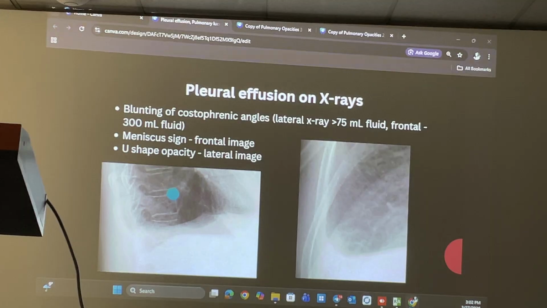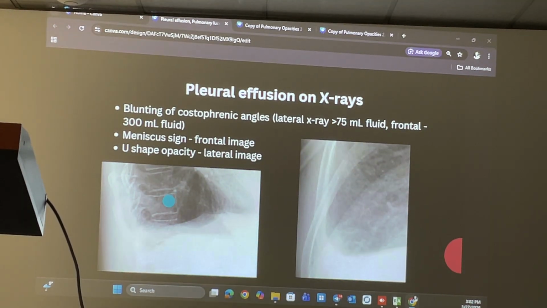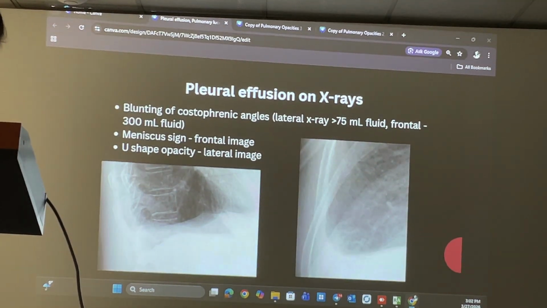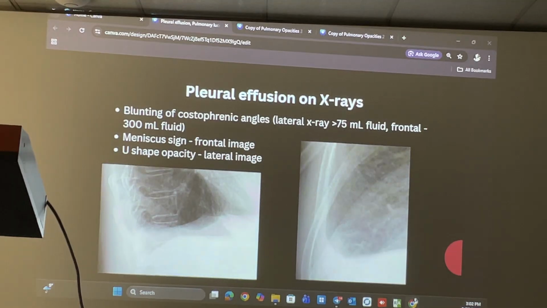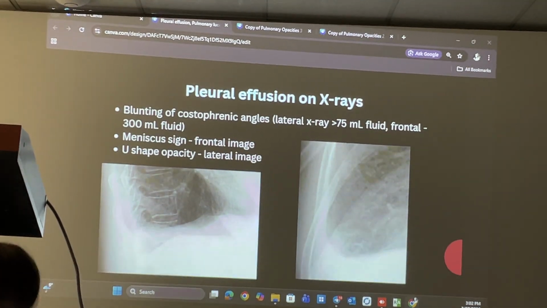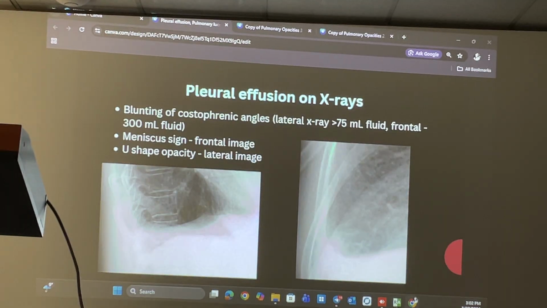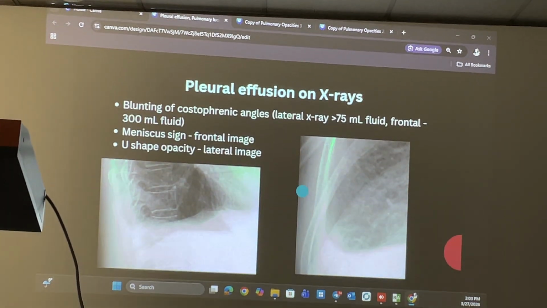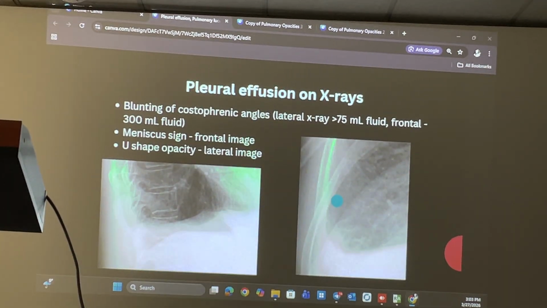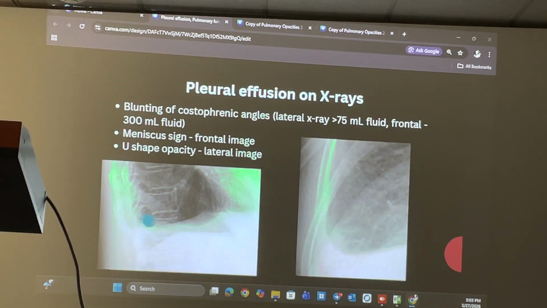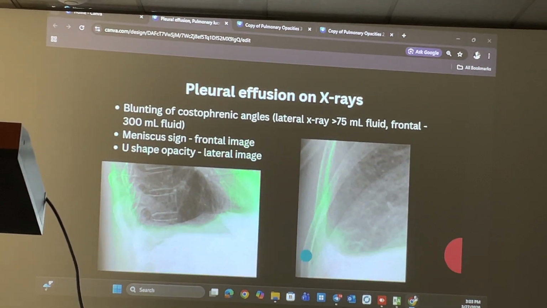On frontal chest X-rays, the opacification that is produced due to the pleural effusion is called the meniscus sign. On lateral chest X-rays, it would be called a U-shaped opacity. So this is the U-shape, and this one is the meniscus.